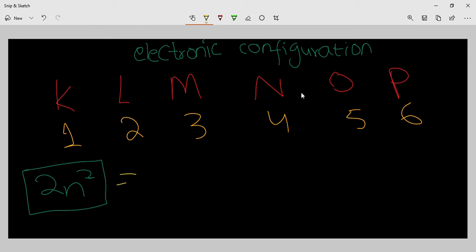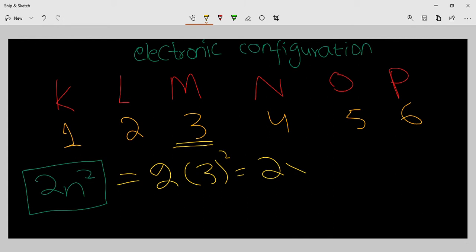We will write this 2n square, with the 2 as its own. Now n means the number of the shell, and as I have told you, the number of M is 3, so we will write 3 square. Now 2 multiplied by 3 square, which is 9, and 9 times 2 is 18. So the maximum number of electrons in the M shell is 18.